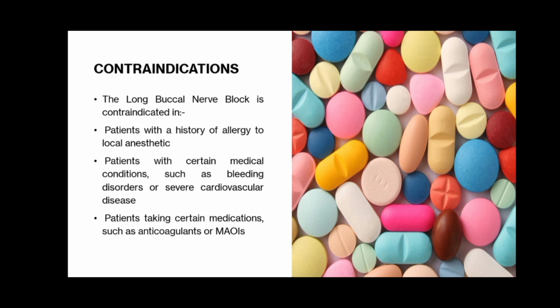When a patient is given a local anesthetic and is suffering from cardiovascular disease, it can cause changes in the blood pressure due to the vasoconstrictors present in the local anesthetics. Patients taking certain medications such as anticoagulants or MAOIs. MAOIs means monoamine oxidase inhibitors. It is used to treat depression. When local anesthetics are used with patients taking monoamine oxidase inhibitors, it can lead to adverse reactions.